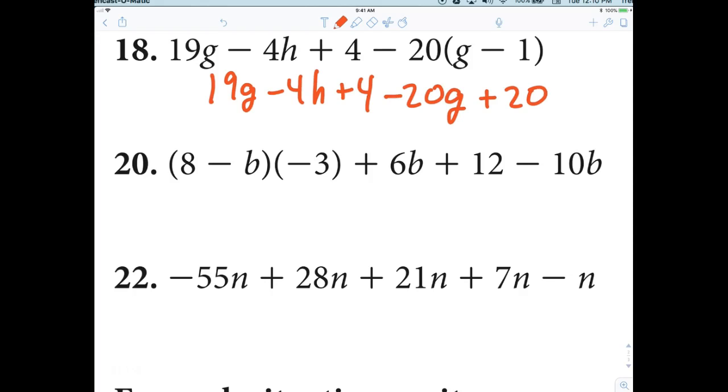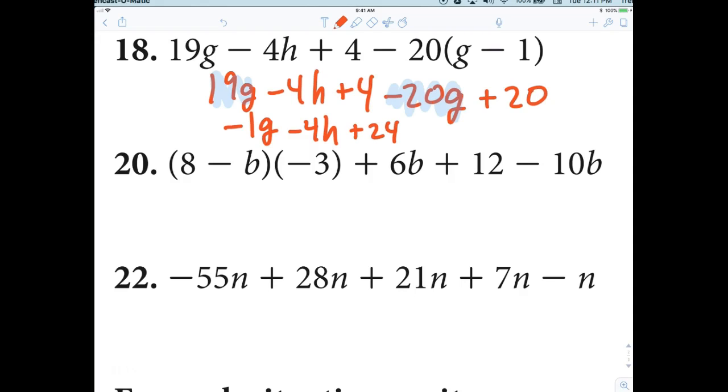19 which is? Yes, negative 1g. And then you can kind of highlight it so it doesn't get in the way if you want to. And then what? Is there anything I can do with the h's? So I just have to write, yes, minus 4h plus 24. Perfect, perfect, and perfect.